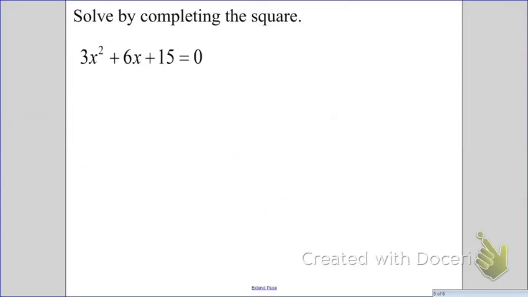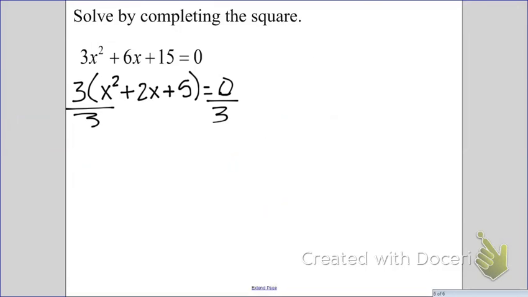In this last example, I'm going to show you what you do with the number in front. The way to deal with the 3 in front of the x squared, since it wasn't there for the other problems, is to factor it out like a GCF. So first let's pull out the 3, x squared plus 2x plus 5 equals 0. And now that there's a 3 out in front being multiplied, the way you can get rid of it is divide it. And now I'm left with x squared plus 2x plus 5 equals 0 still. 0 divided by 3 is still 0.